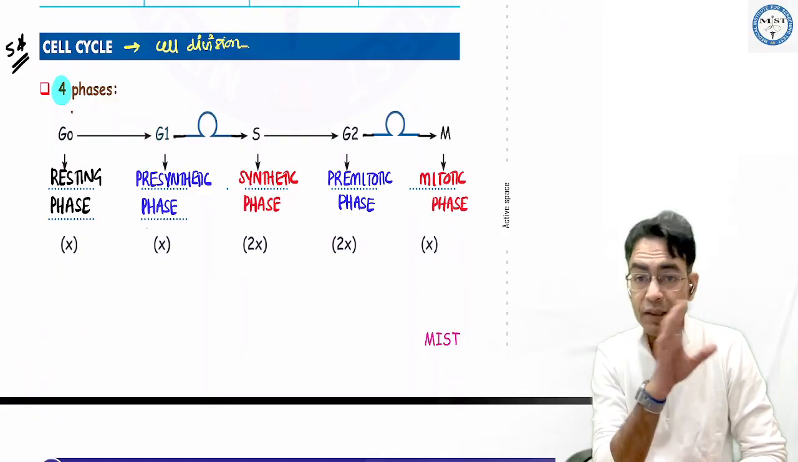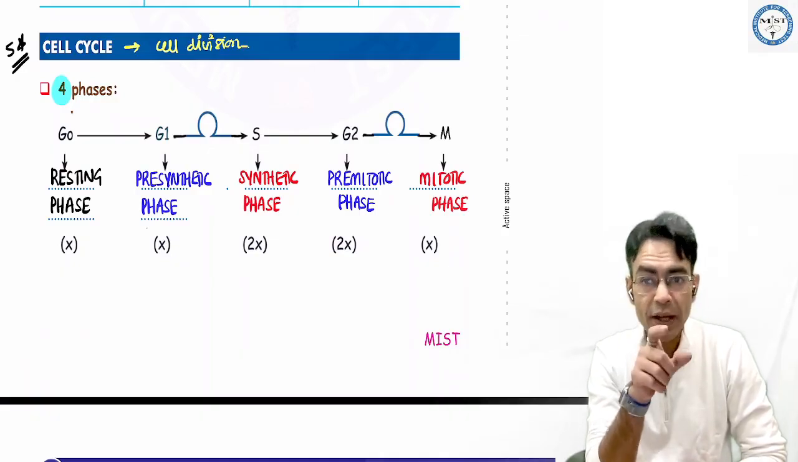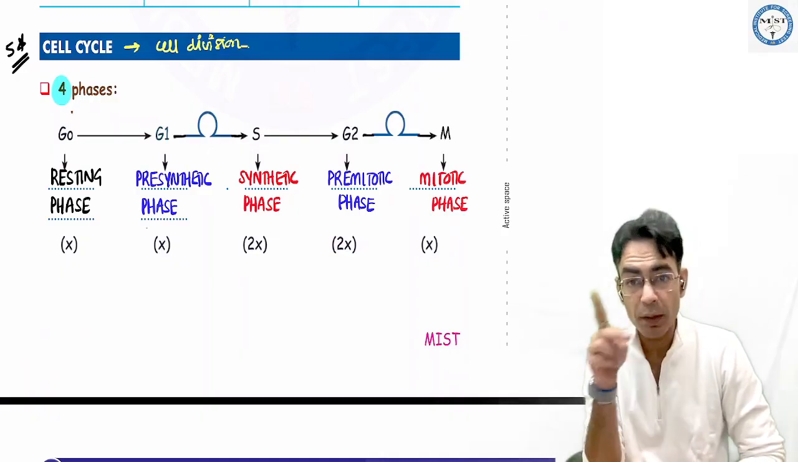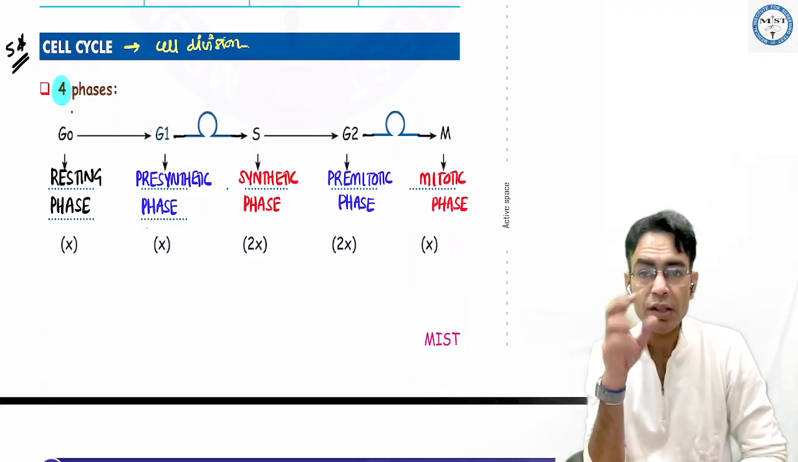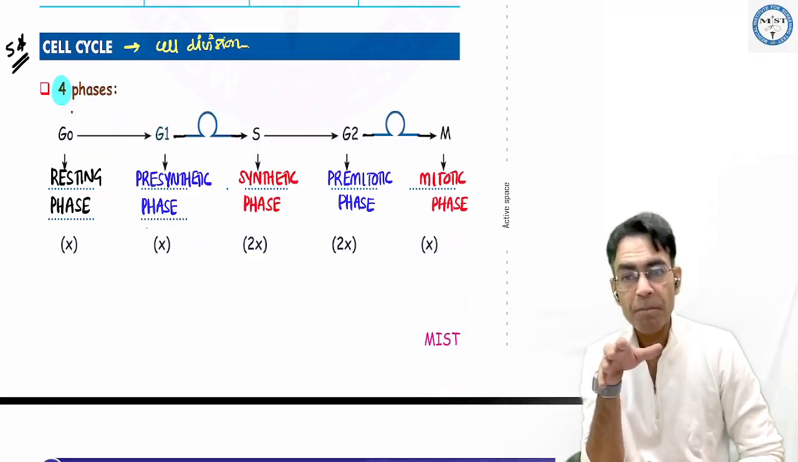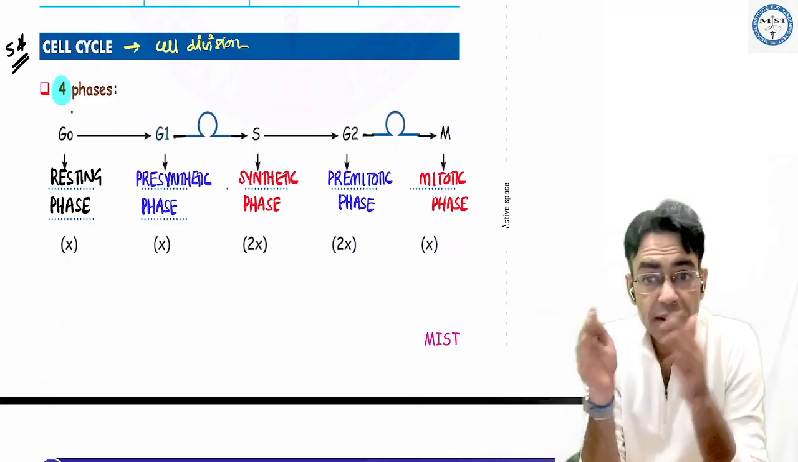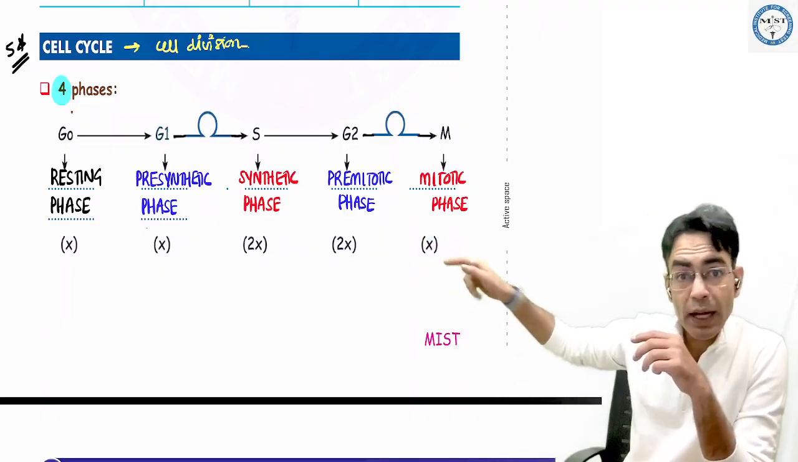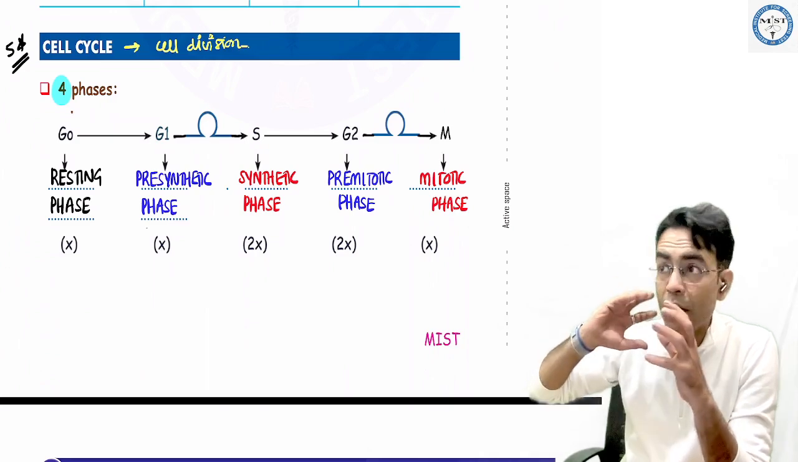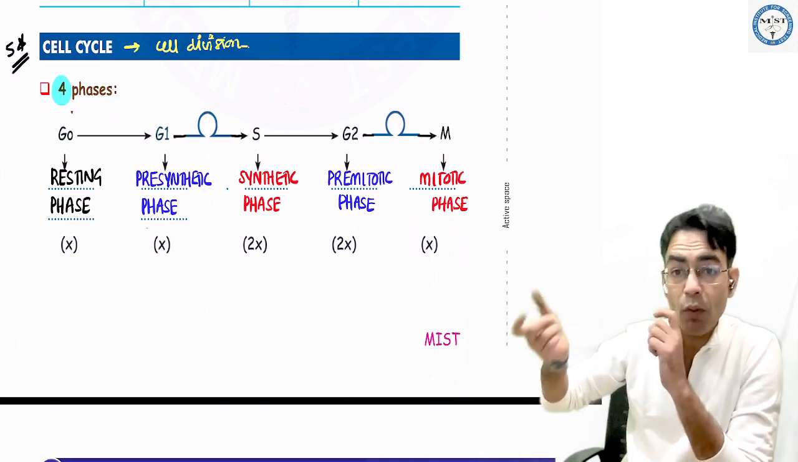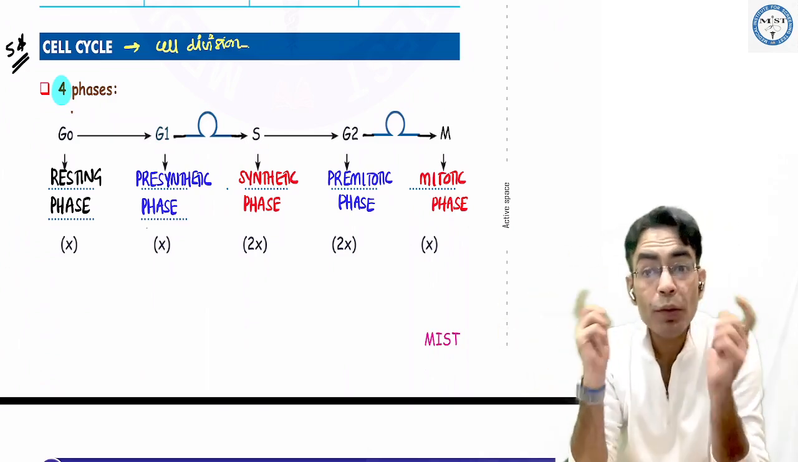G1 is a pre-synthetic phase, the cell does not synthesize anything, just prepares itself. S is the synthetic phase, the cell doubles the chromatin material. Then G2 is a preparatory phase for mitosis, and then M phase is mitosis. So the change in the genetic material is happening between G1 and S and between G2 and M. So you need a checkpoint to see that whatever you are making and dividing has no mutation in it.